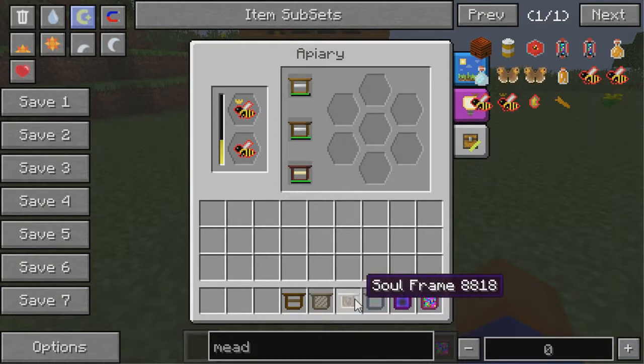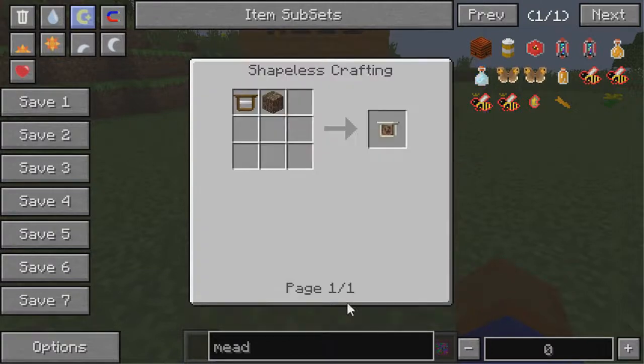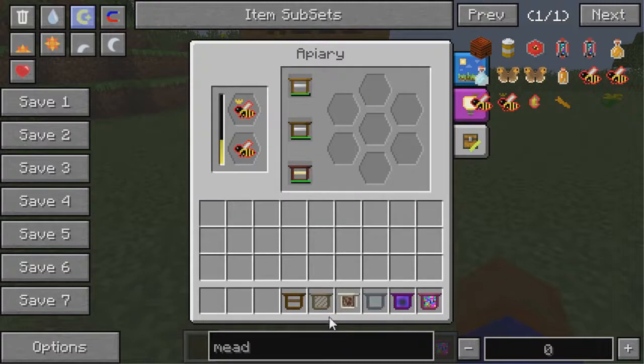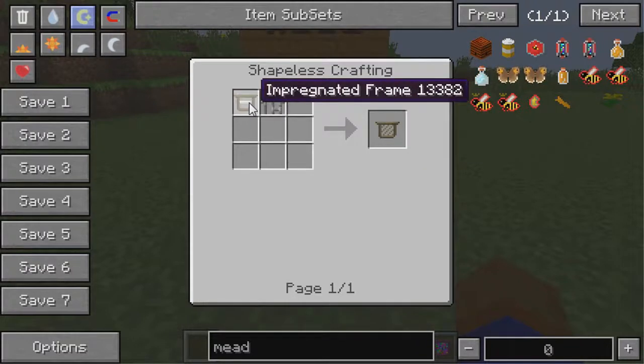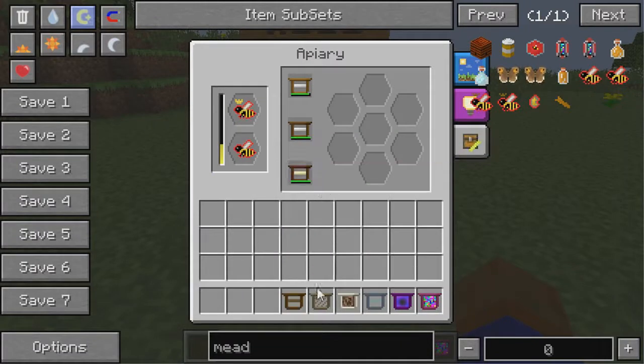The soul frame is actually really nice because it increases the mutation chance of the bee by 1.5. So if you want a higher percentage of getting your bees to properly breed and you want to get that common right away, you can make a soul frame very simply, impregnated in soul sand, and get that made up. And I'll show you real quick. Iron bar and impregnated, and then cocoa beans and impregnated. So the impregnated is basically your main base with some stuff added around it.